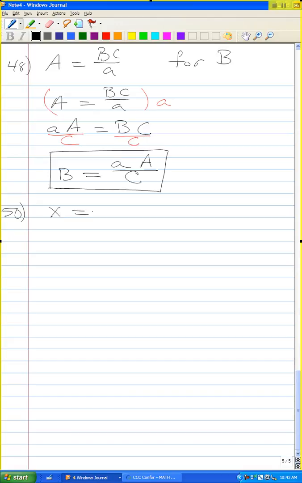So X equals capital Y over capital Z plus little a, and you want to solve for capital Z. In this case, I'll multiply both sides of my equation by the least common denominator, capital Z plus little a.